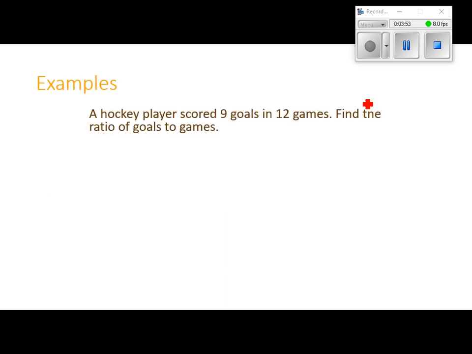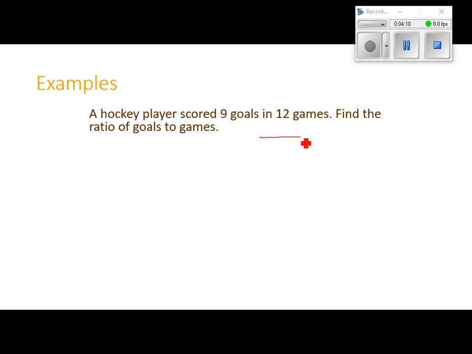An example, a hockey player. I think I screwed up when I printed these off. There's not a whole lot of room there. It didn't take a whole lot of room to do these, but it's sort of a little messed up. A hockey player scores 9 goals in 12 games. Find the ratio of goals to games.